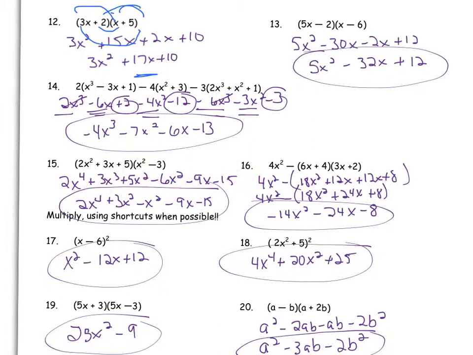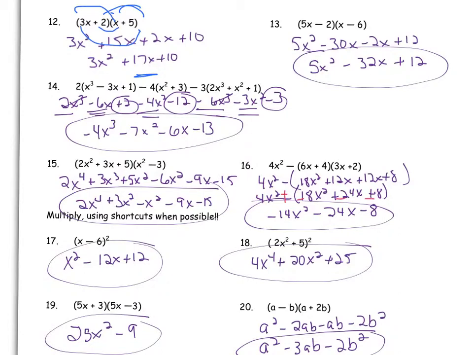Alright, 16 is similar to 14. You needed to remember that multiplication comes before subtraction. So 6x times 3x is 18x squared. First outer is 12x, inner is 12x, and last is 8. We combine our like terms, and then you needed to subtract all of this from that 4x squared. So I needed to change everything to adding its opposite.